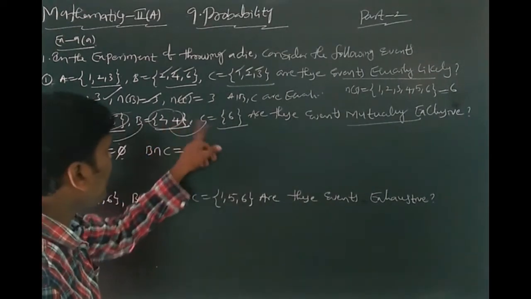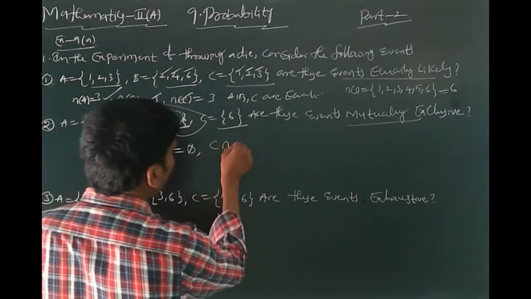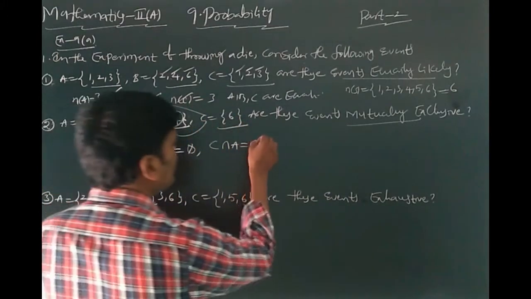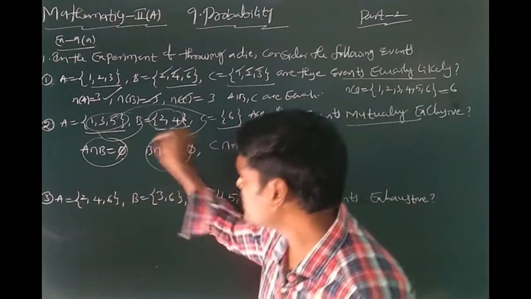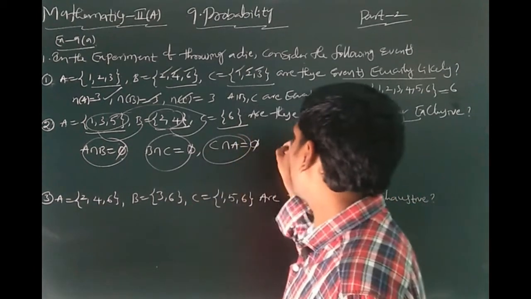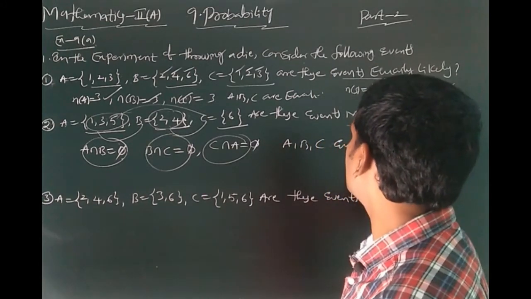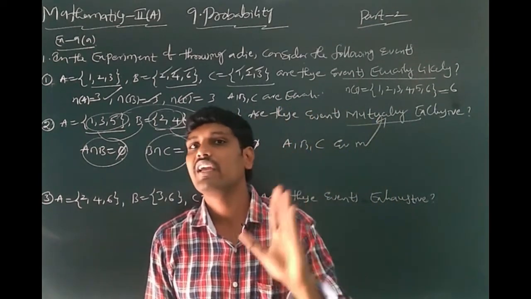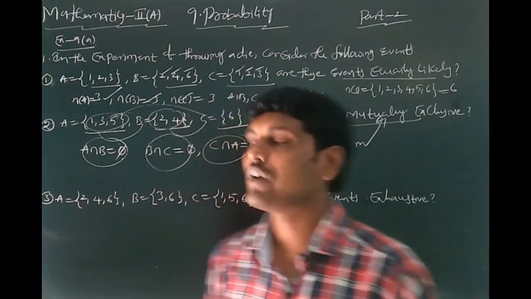The common elements of B and C: B and C have no common elements. That is also empty set. The intersection of C and A is nothing but the common elements. How many common elements? No common element. That is empty set. That's why A, B are mutually exclusive, B and C are mutually exclusive, and C and A are also mutually exclusive. Then these 3 events A, B, C are mutually exclusive events. Why? Because any 2 events have no common elements. This is very important. By using the definition, you can solve this problem.